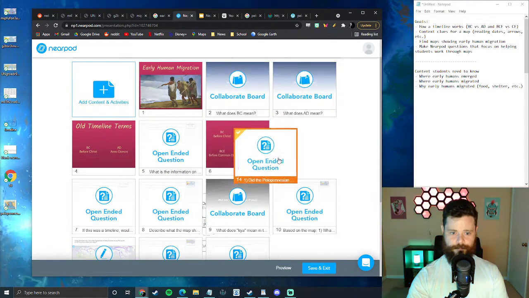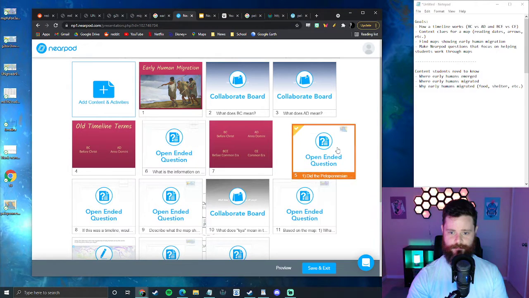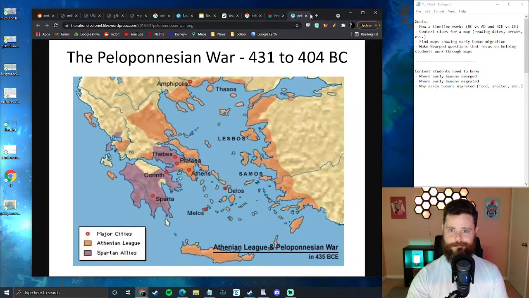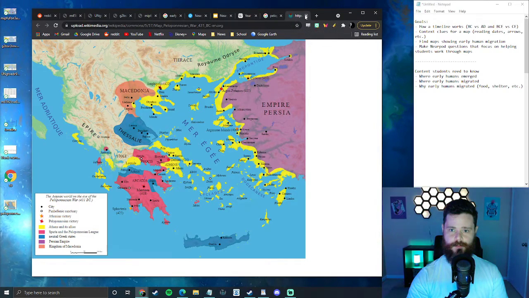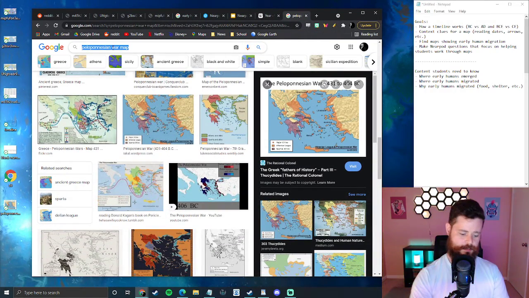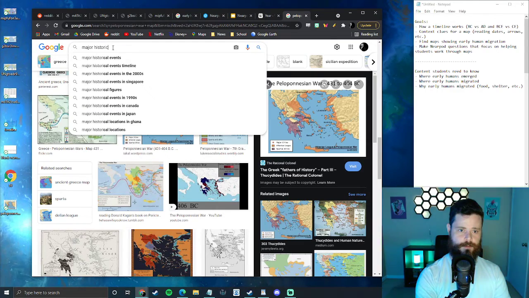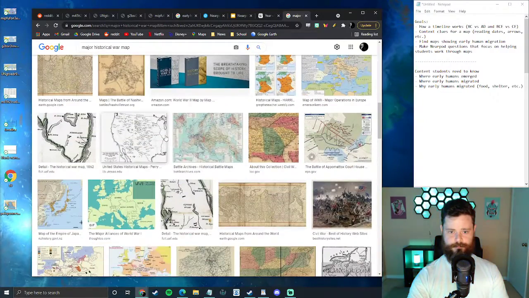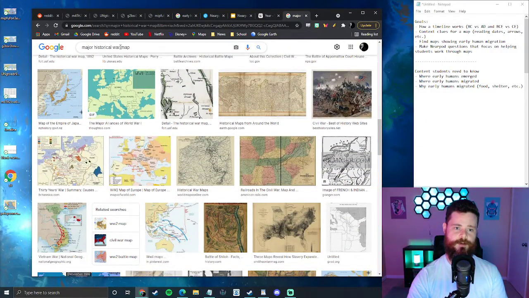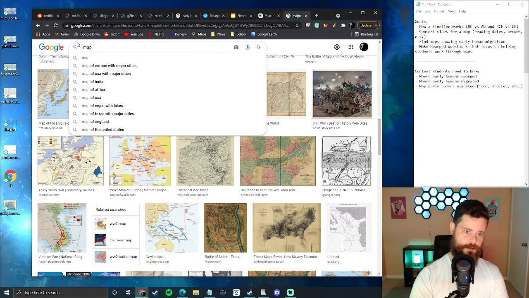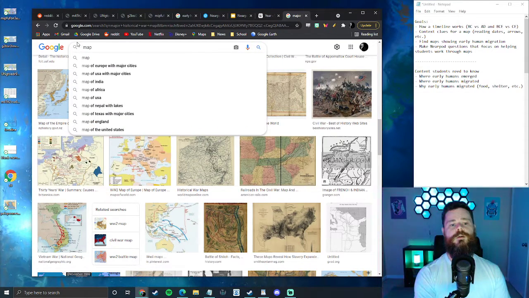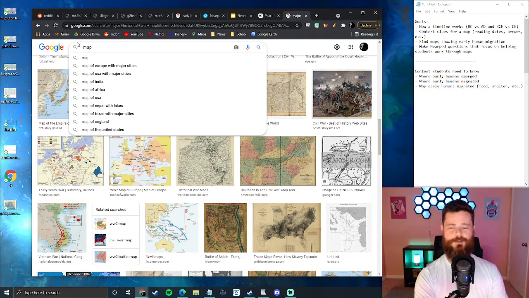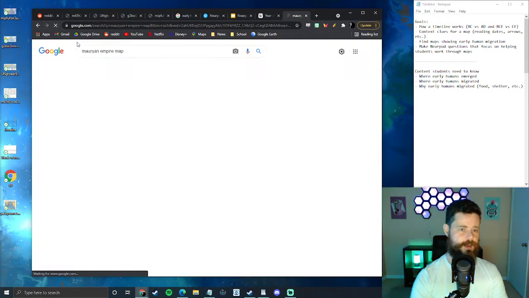Okay. How do you know that? Oh, after that. Is there another one that we could do? Major historical war map. Oh, what's another conflict we talk about? The 100 Years' War, but that might be too complicated of a date range. Mauryan Empire map, maybe.